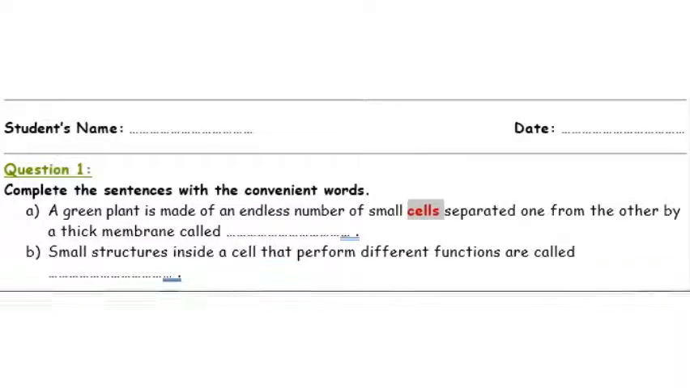separated one from the other by a thick membrane called, we're talking here about plant cells. All plant cells are covered with a cell wall. That's right. It's a thick membrane called a cell wall.